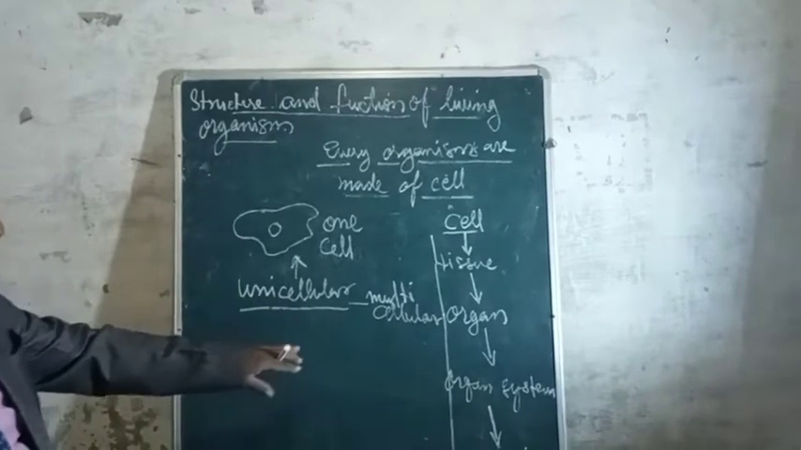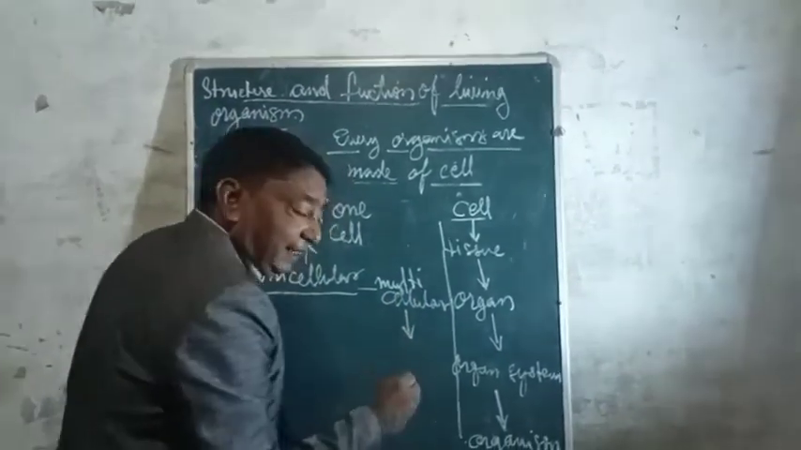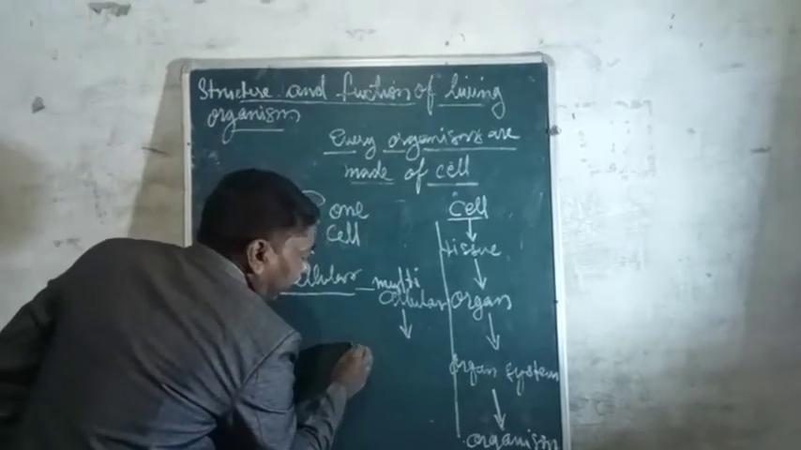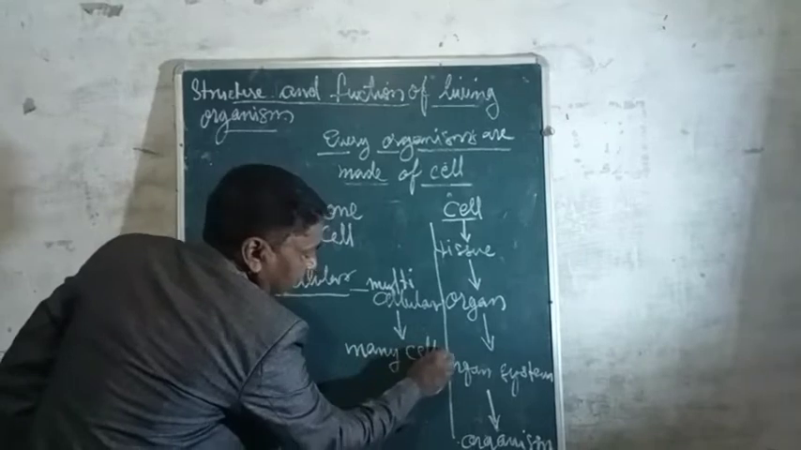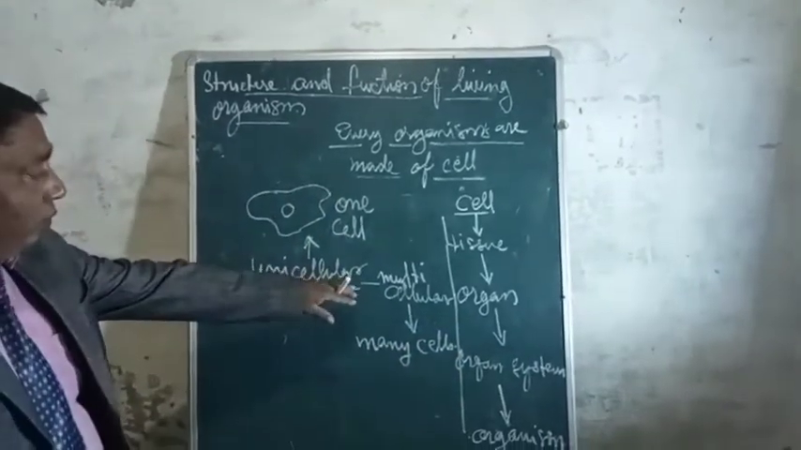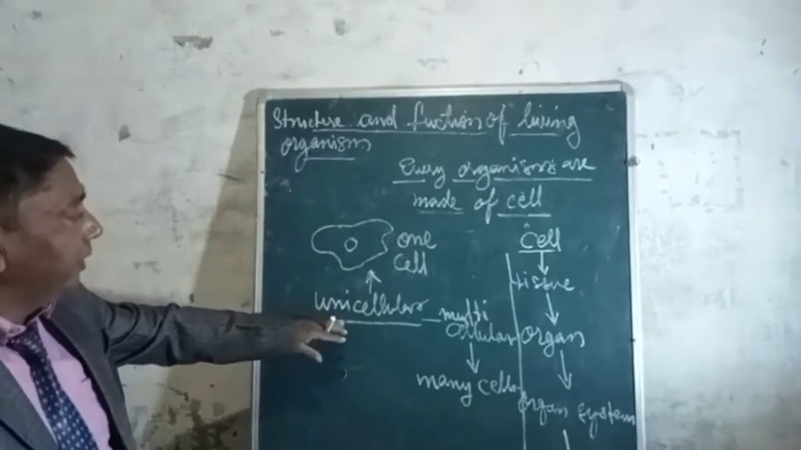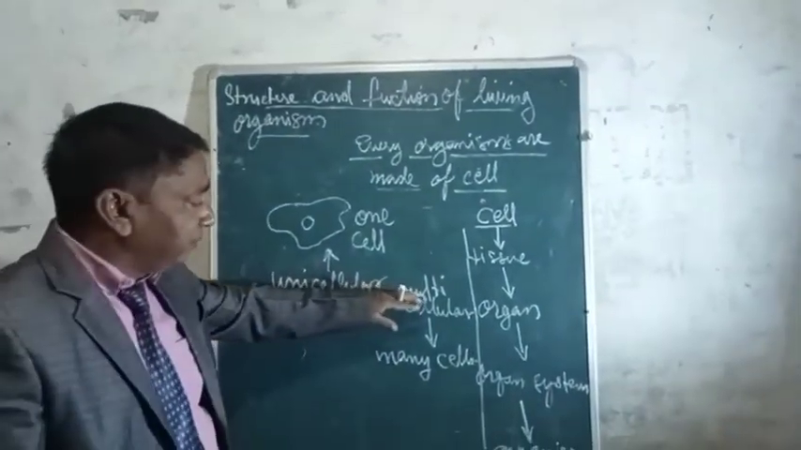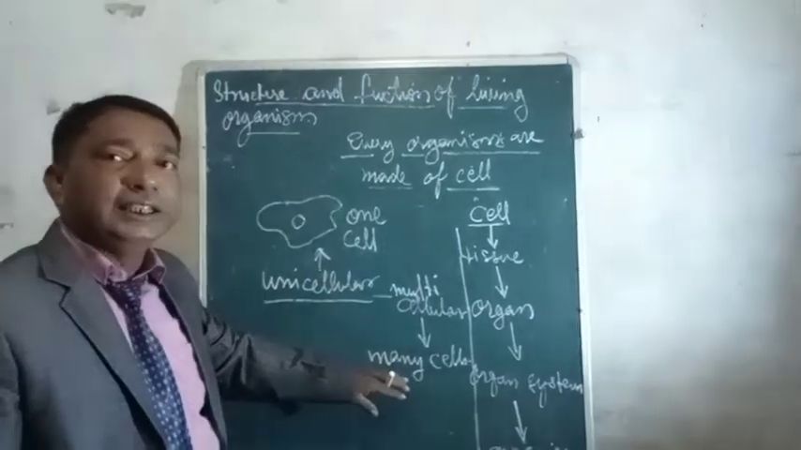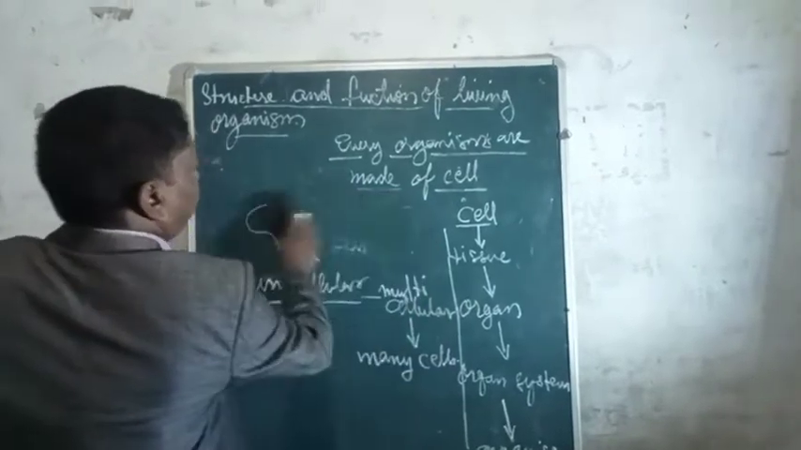And what will be multicellular? Organisms which are made up of many cells. Organisms that are made up of only one cell are known as unicellular, and organisms that are made up of many cells are known as multicellular. Okay.